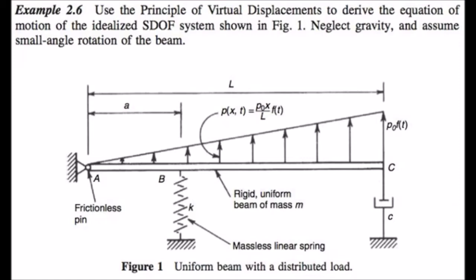Let's take a look at example 2.6 from our text. In this example, they ask us to use the principle of virtual displacements to derive the equation of motion of the idealized single degree of freedom system as shown below in the figure. They tell us to neglect gravity and assume small angular rotation of the beam.